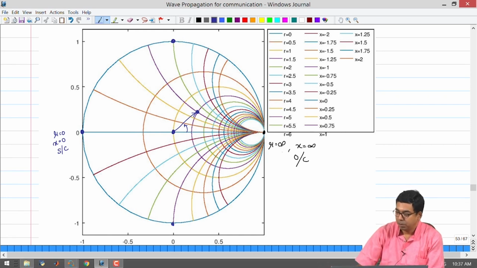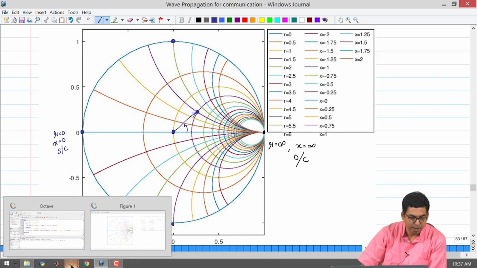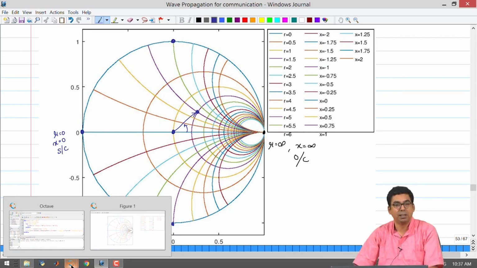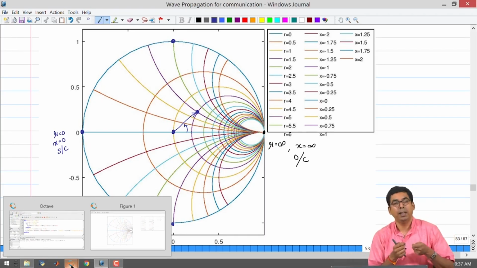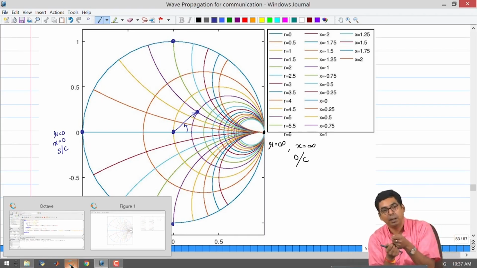Now, in many cases in transmission lines, one would actually use admittance instead of impedance, because many times you would connect something in parallel to your transmission line to achieve what is known as impedance matching, which is where we are headed towards.